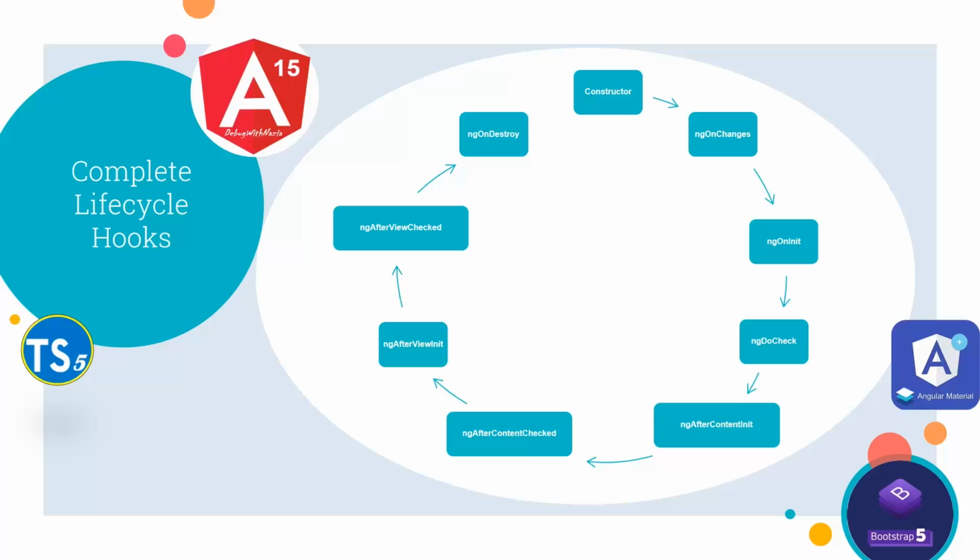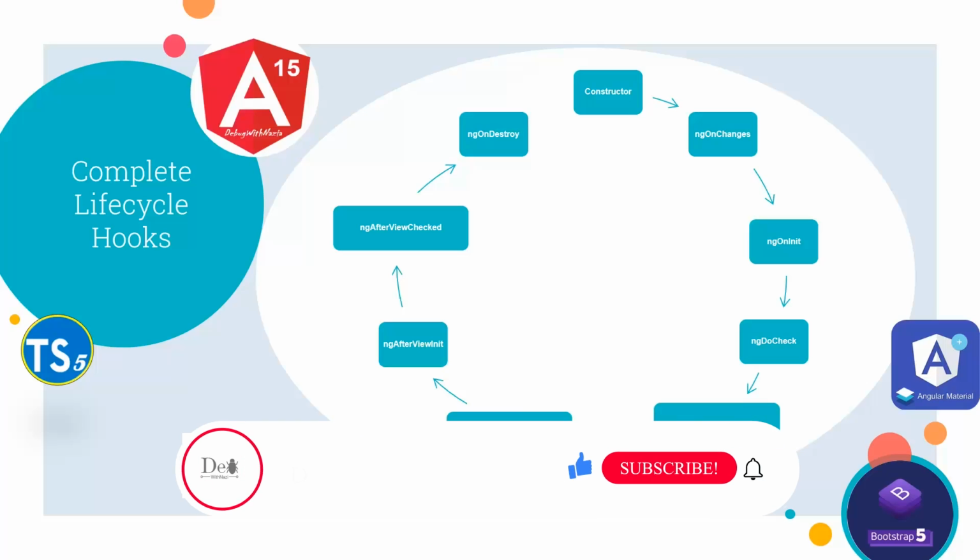Then at the end, we have ngOnDestroy. It cleans up just before Angular destroys the directive or component. It unsubscribes observables and detaches event handlers to avoid memory leaks, and it is called immediately before Angular destroys the directive or component. So this was today's lecture.